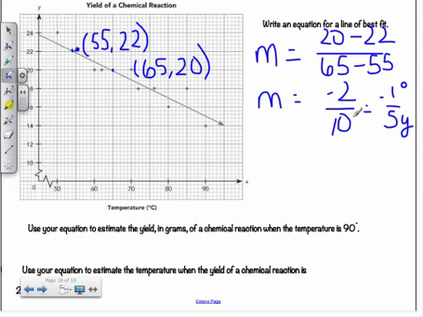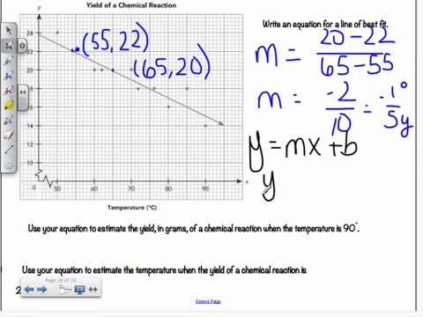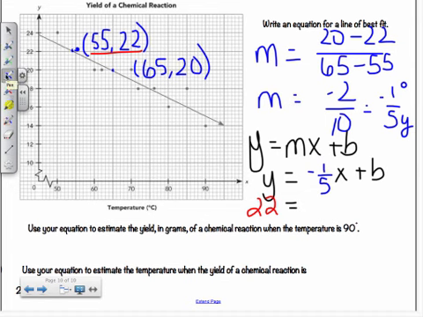Then I would just use y equals mx plus b to find the starting amount. So y equals mx plus b. And I know that the m is negative 1/5, so I'll use negative 1/5 right here. And then I'm going to take any coordinate I want, plug it in. I will choose (55, 22), so I will plug in 22 for y.